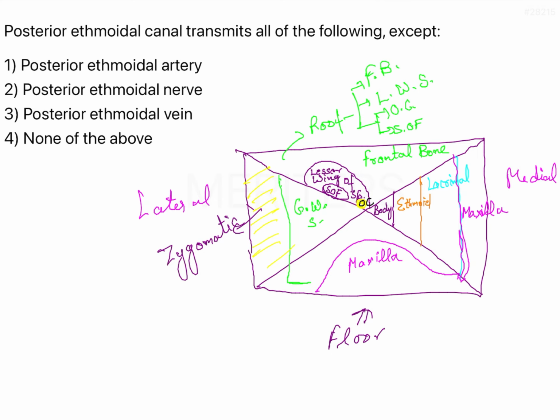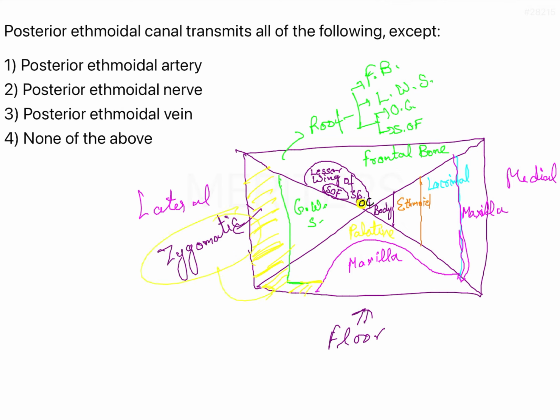So maxilla will be forming the medial wall as well as the floor of the orbit, right? And here you will be having the palatine bone, that will also be forming the floor of this particular bone. Here also you can see the zygomatic bone forms the lateral wall, and there is a little contribution in the floor of the orbit. So this is the relation here.